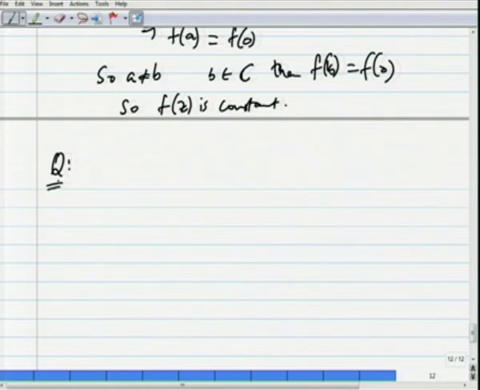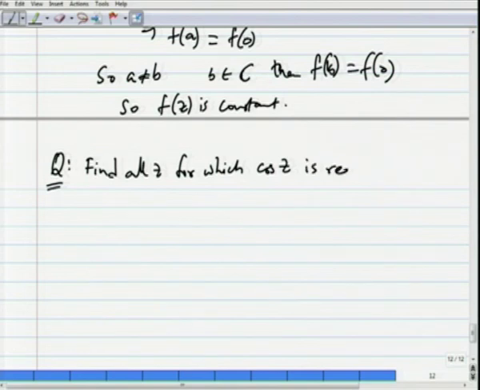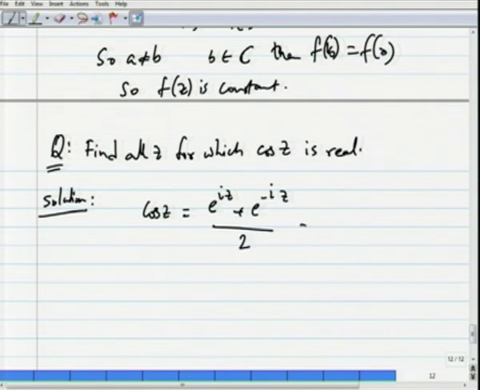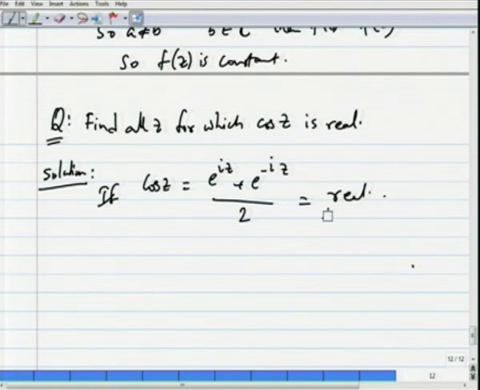Here is the question: find all z for which cosine z is real. So, the solution, well, you just have to look at the expression for cosine z. This is e power i z plus e power minus i z by 2, and then this is a real number. So, we have to use the fact that a real number is equal to its conjugate. So, we will use that fact.